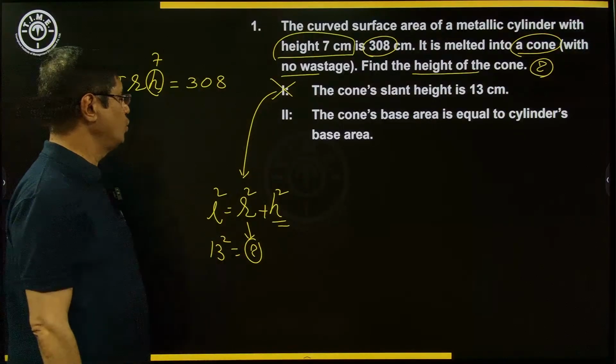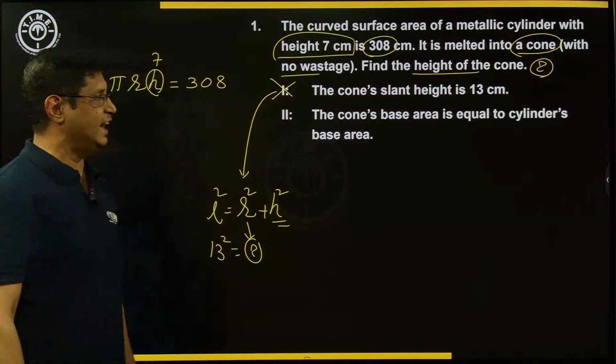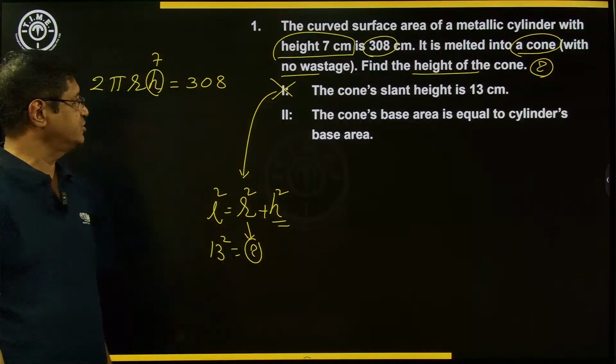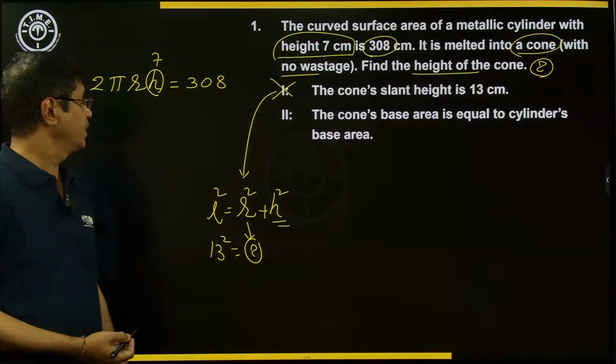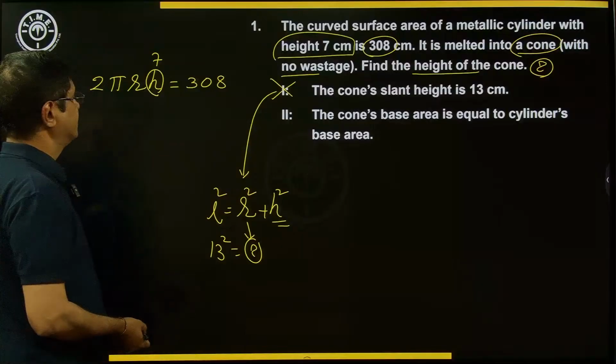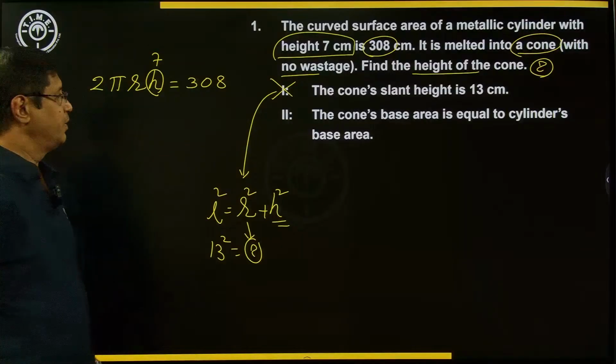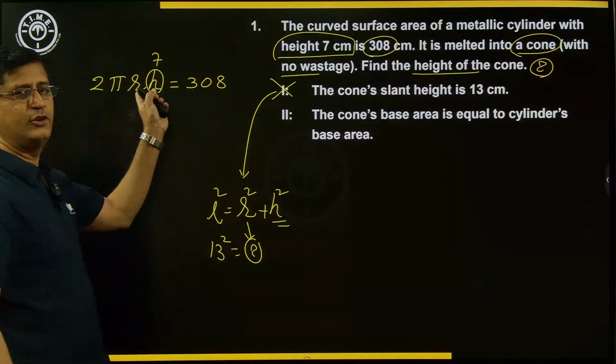Look at statement 2. The cone's base area is equal to the cylinder's base area. Base area, that is pi r square. So pi r square is the same here. My dear students, solving this we get the value of r.